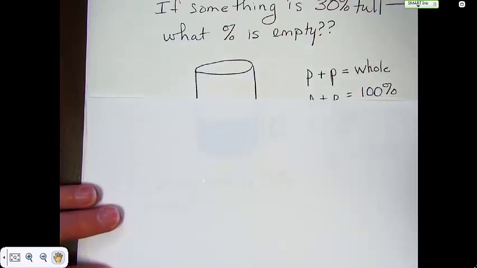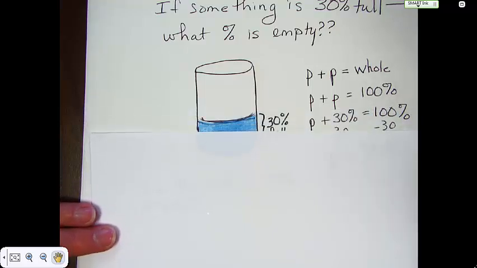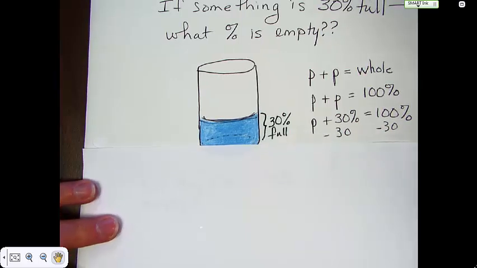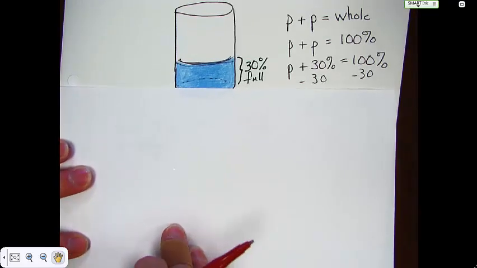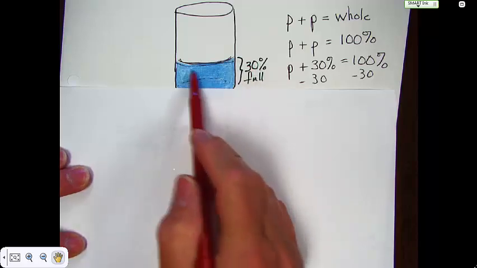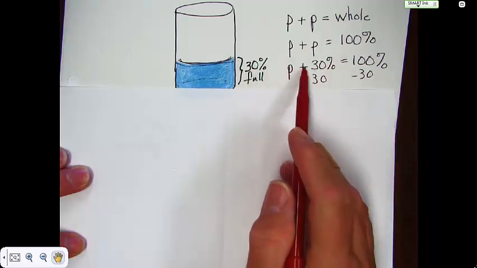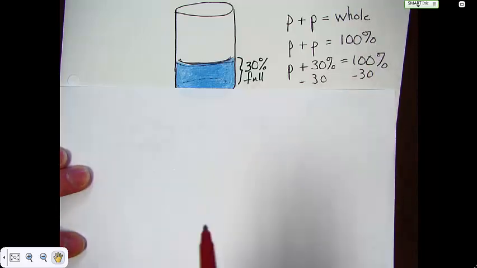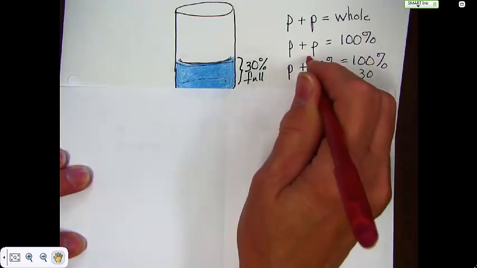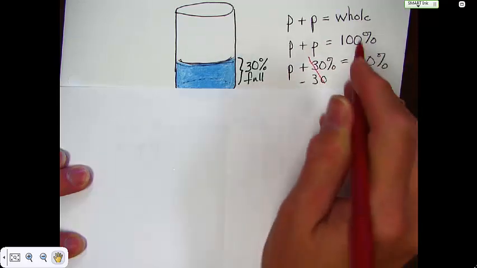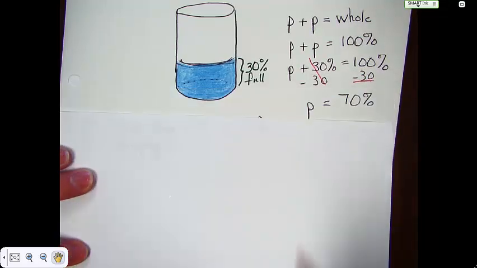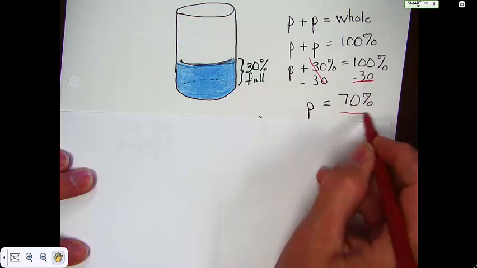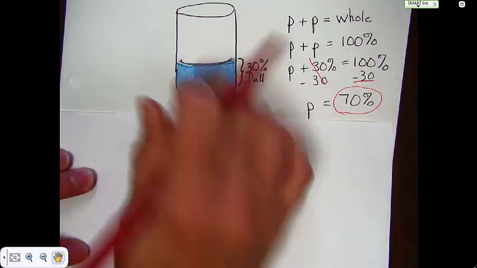A part plus a part equals a whole, and a part plus a part equals 100% because 100% is whole. So what part plus 30% equals 100%? Sorry. So we have 30% full. What part plus 30% equals 100%? Well, I did a little bit of algebra here, and I subtracted the 30% from here. And I'm going to subtract the 30% from here to get my P. And of course, 100 minus 30 is 70%. So it is 70% empty, 30% full.